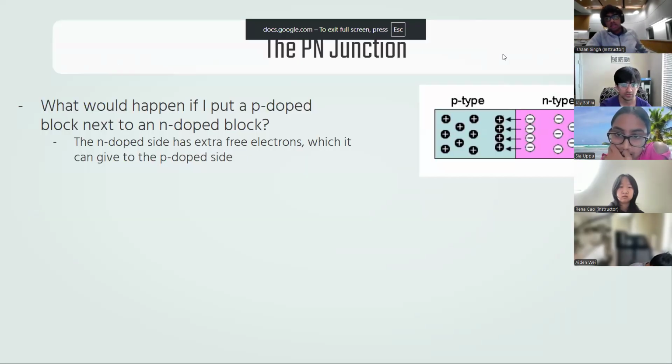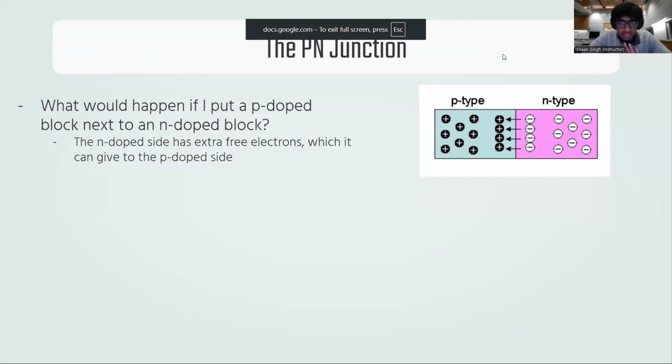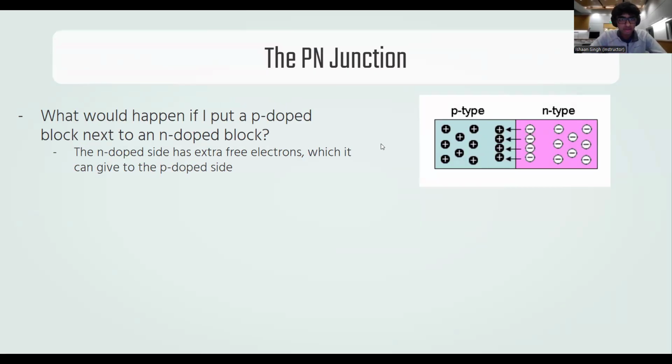Okay. So now that we've established what a p-type and an n-type material are, this kind of begs the question, what happens if I put them next to each other? Okay, something really interesting happens. So let's go step by step here. It's really hard to wrap your head around at first, but the more you think about it, the more it'll make sense. So the n-doped side, the side on the right here, has extra free electrons, okay?